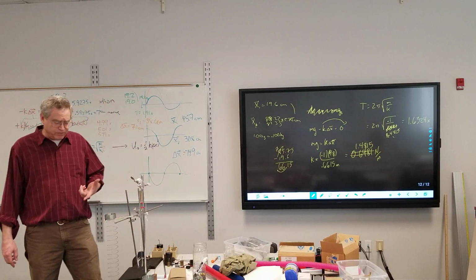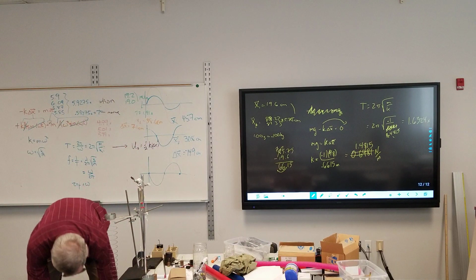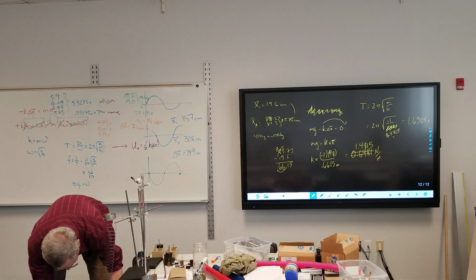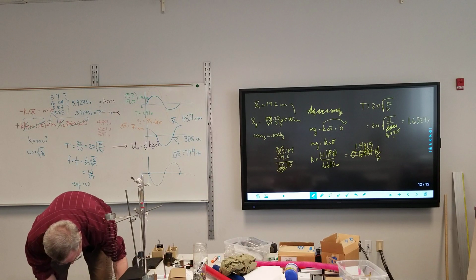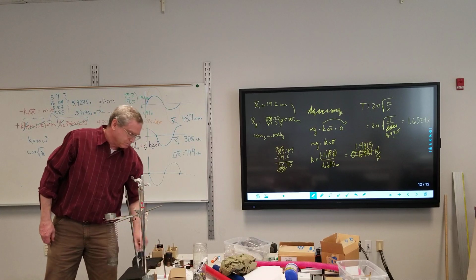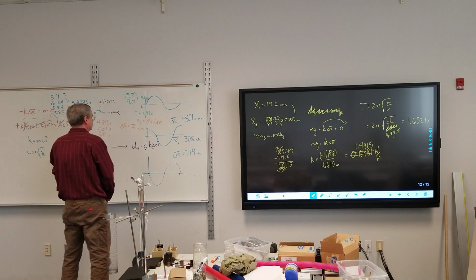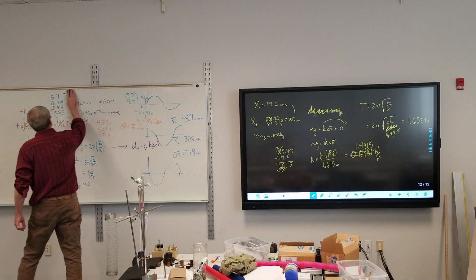So how do we offset that? Well, we need to figure out what the effective mass of the slinky is. So I'm going to take my mass off, and we're just going to oscillate the slinky. We have something I can erase.